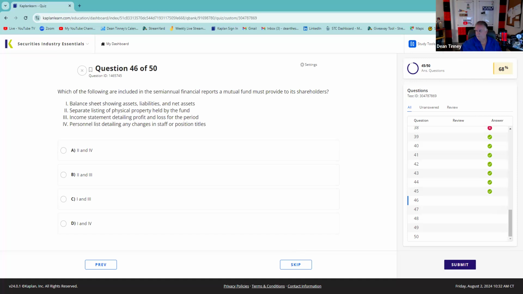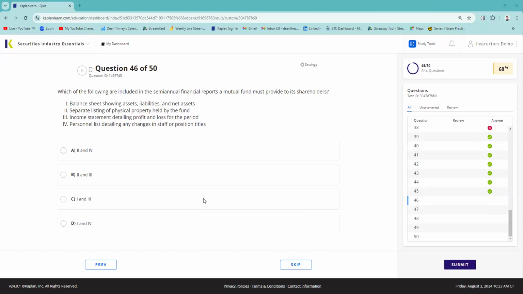Which of the following are included in the semi-annual financial reports a mutual fund must provide to its shareholders? Some mutual funds do this quarterly, but the regulatory standard is semi-annual. It has to be one, right?